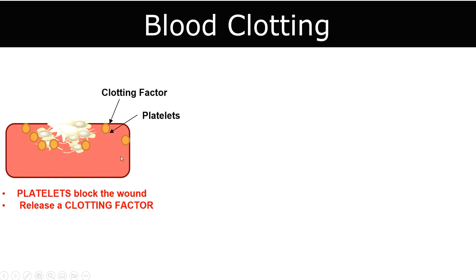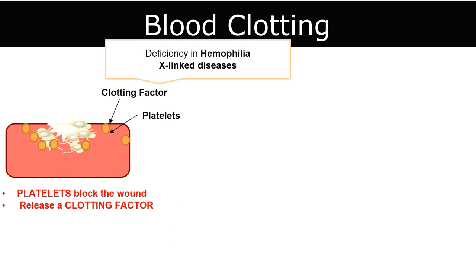And so we did talk about clotting factors in our genetic diseases. Remember, hemophilia is a deficiency in one of these clotting factors. So that would lead to uncontrollable blood loss in the person. So that's where this is coming back into play, right? So platelets first block the wound, then they release some kind of clotting factor.